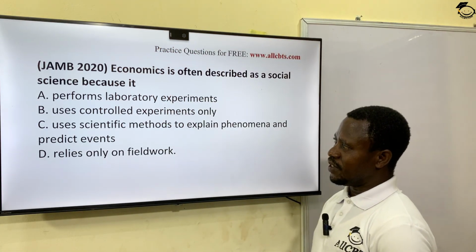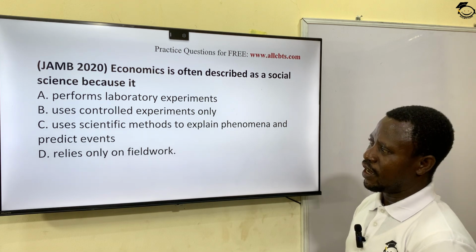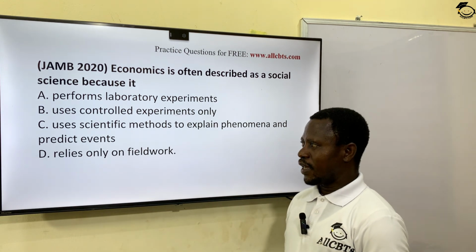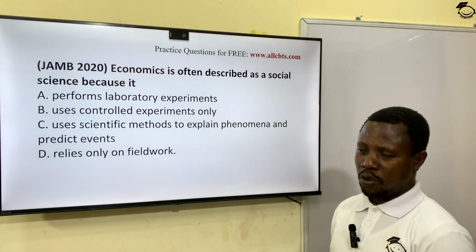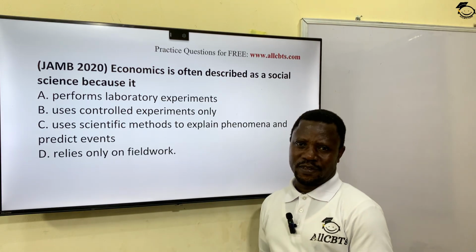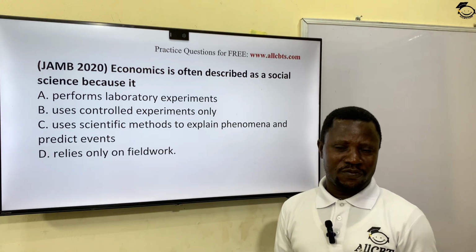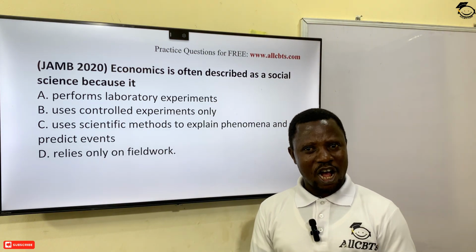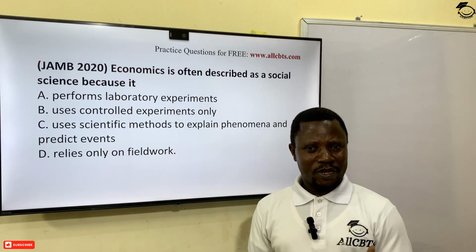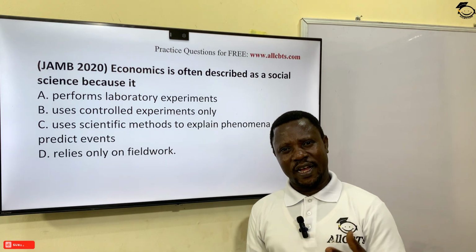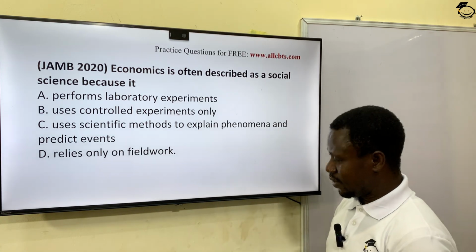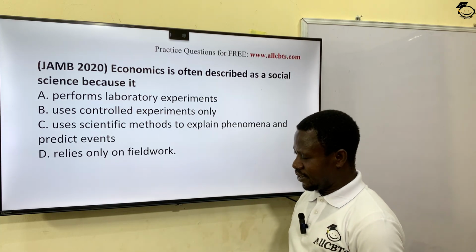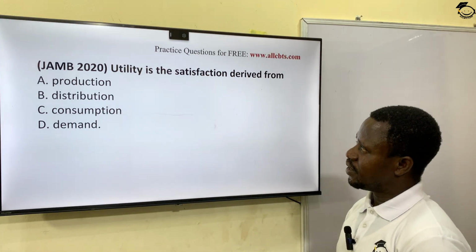C, it uses scientific method to explain phenomena and predict events. Yes. And D, relies only on field work. No. So the correct answer here is C. In our study of human behavior, we apply the scientific approach to see how humans behave, particularly in relation to the sellers and, of course, the buyers. Option C is the correct answer. Let's see the next question.